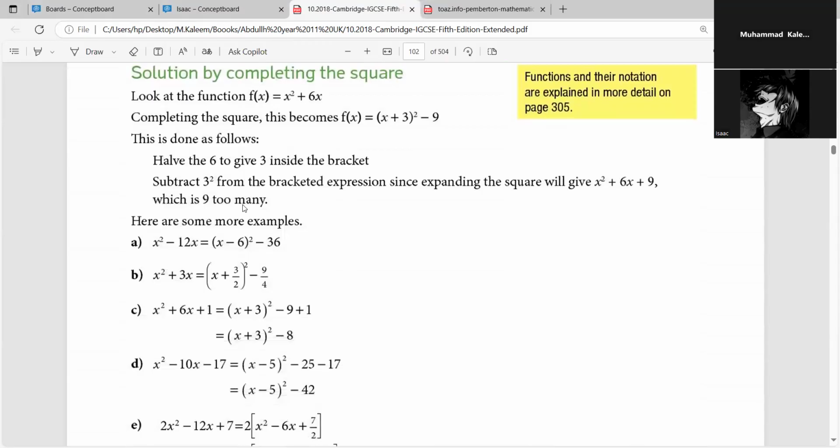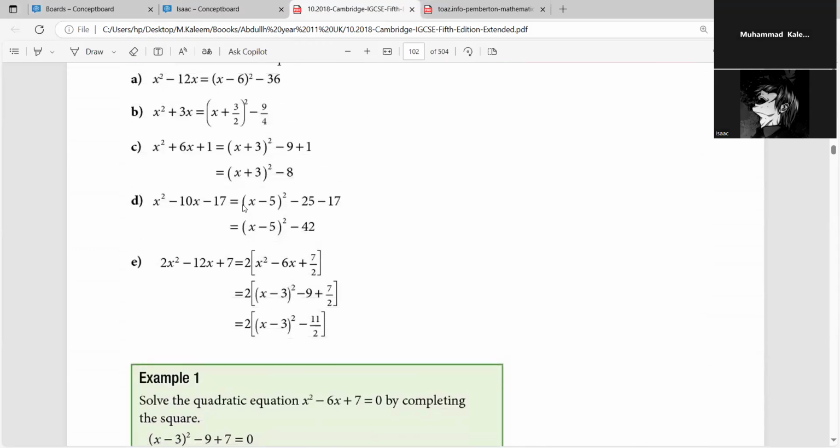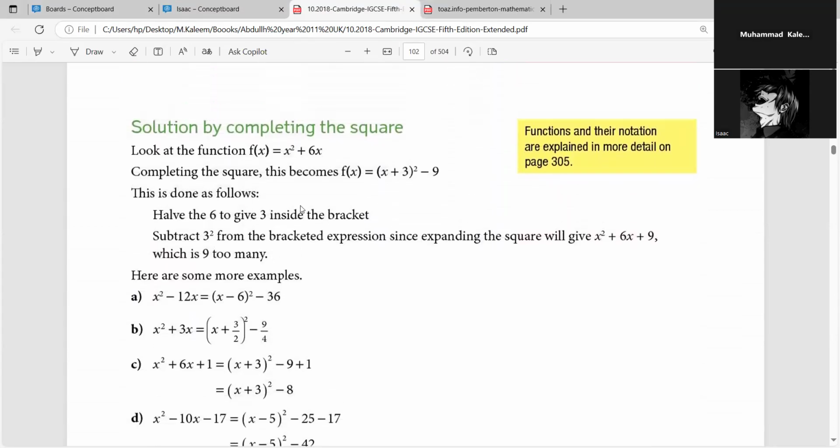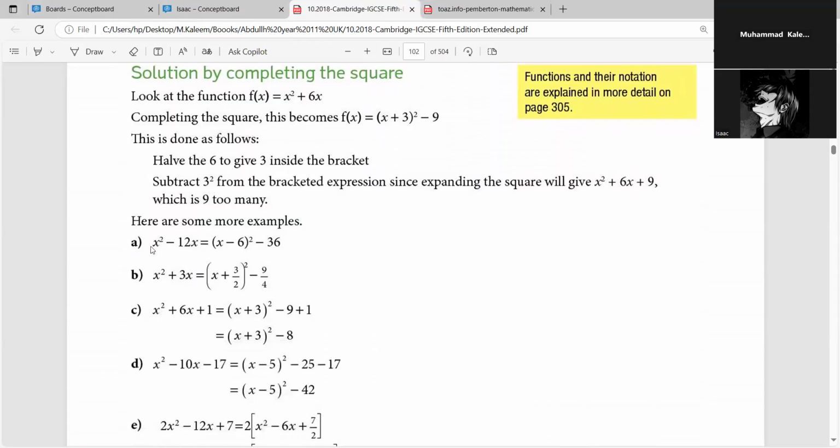Okay, here we have a solution by completing the square. First of all, we will check out the example. I will explain through the example and then we will practice the question. Like this is the question we have to solve. Here are some more examples. Okay, these are the examples.